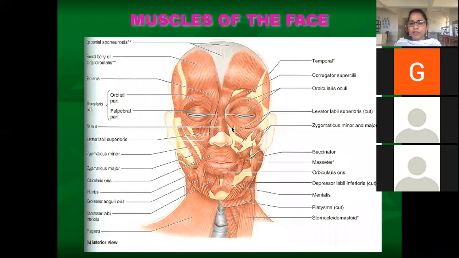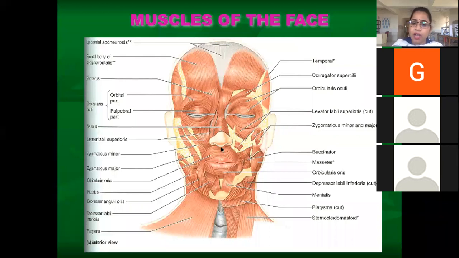Everyone clear nasalis? Yes, ma'am. Now one is the constrictor, the other is the dilator. Which one is the dilator? It is called dilator nares, which I cannot show you here because it is obstructed by this muscle. Dilator nares, or nares, you can say either.